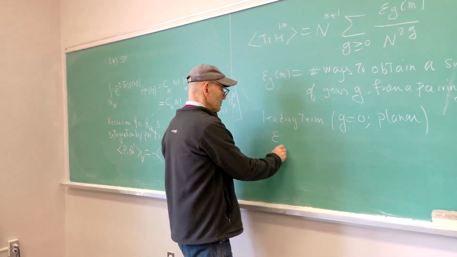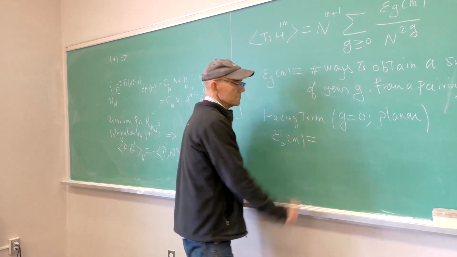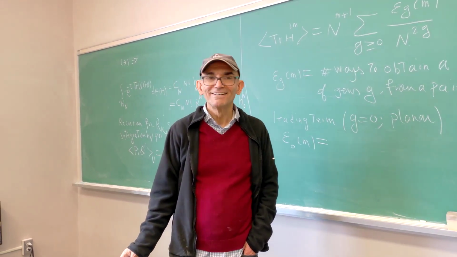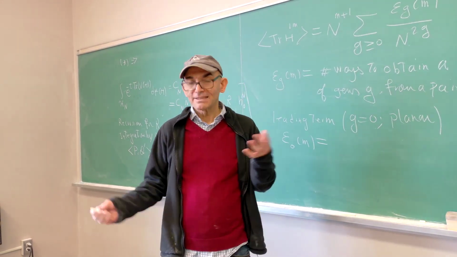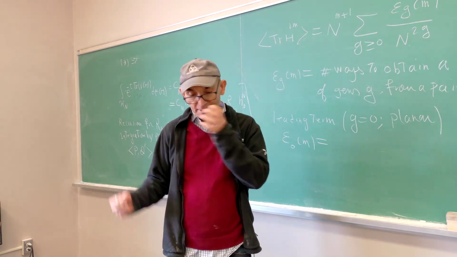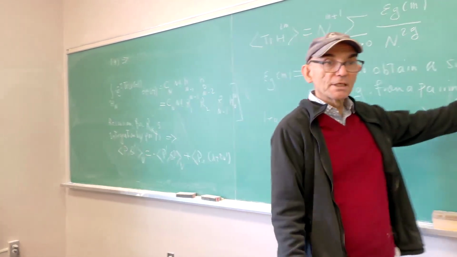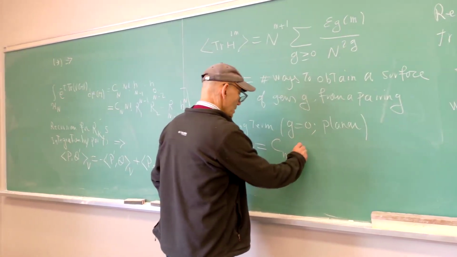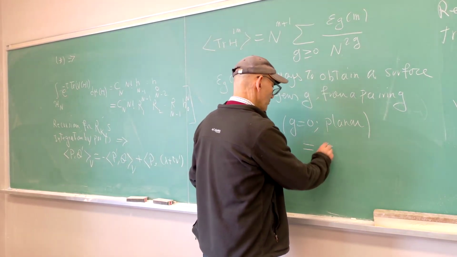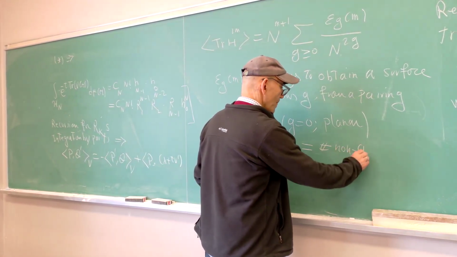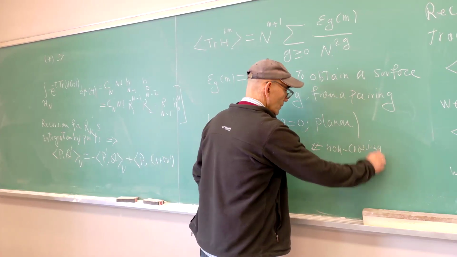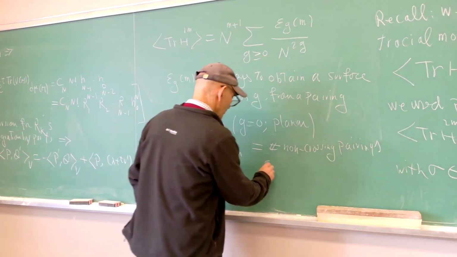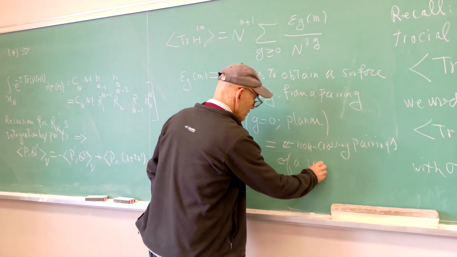Is epsilon 0 m. Do you remember what that number was? It's a Catalan number. Exactly, it's a Catalan number, and this is exactly the case where you have non-crossing pairings, equal to Cm, which is also equal to the number of non-crossing pairings or gluings of a lambda.